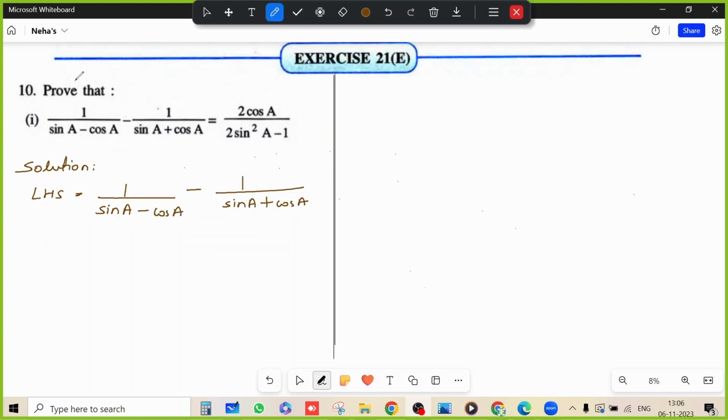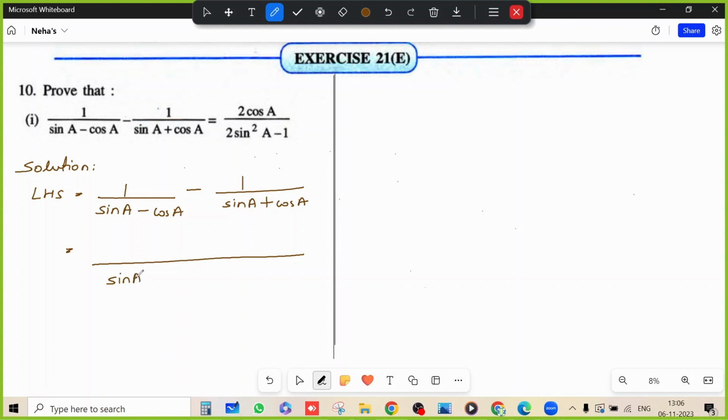So let's begin with question number 10. Prove that the first part is 1 divided by sine A minus cos A minus 1 divided by sine A plus cos A is equal to 2 cos A divided by 2 sine square A minus 1. So here we will begin with our left hand side, that is equal to 1 divided by sine A minus cos A minus 1 divided by sine A plus cos A. So here first we will find out the LCM, which will be the product of the denominators.